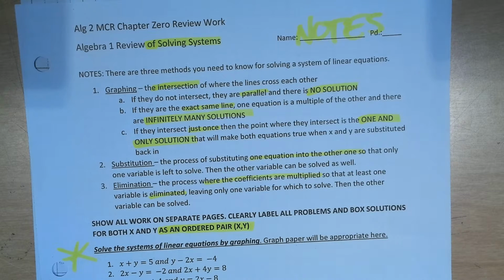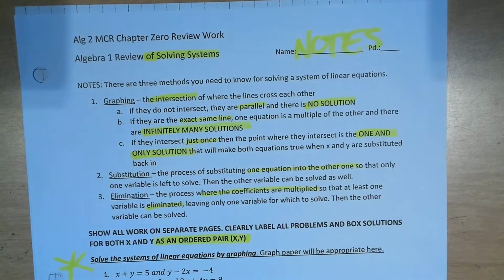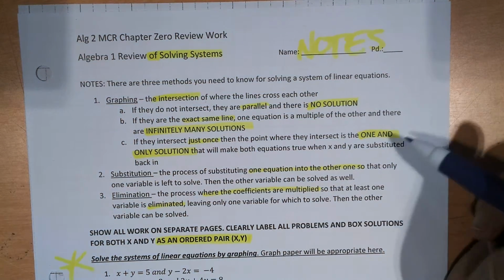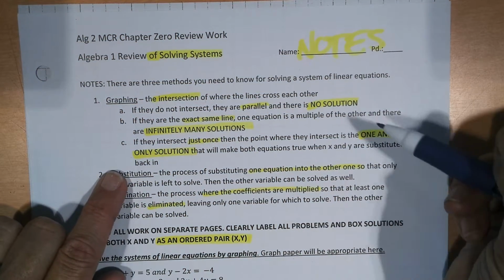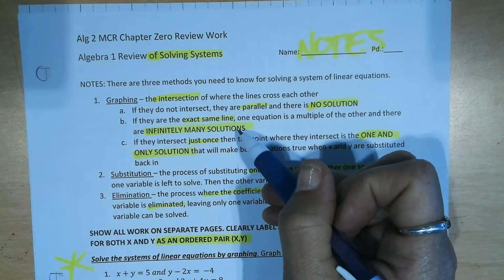So solving systems, we just talked about that. It means more than one equation. And so we're going to go over just graphing. So those three different ways they can interact: one solution where they cross each other, parallel means no solution, or same line, infinitely many.